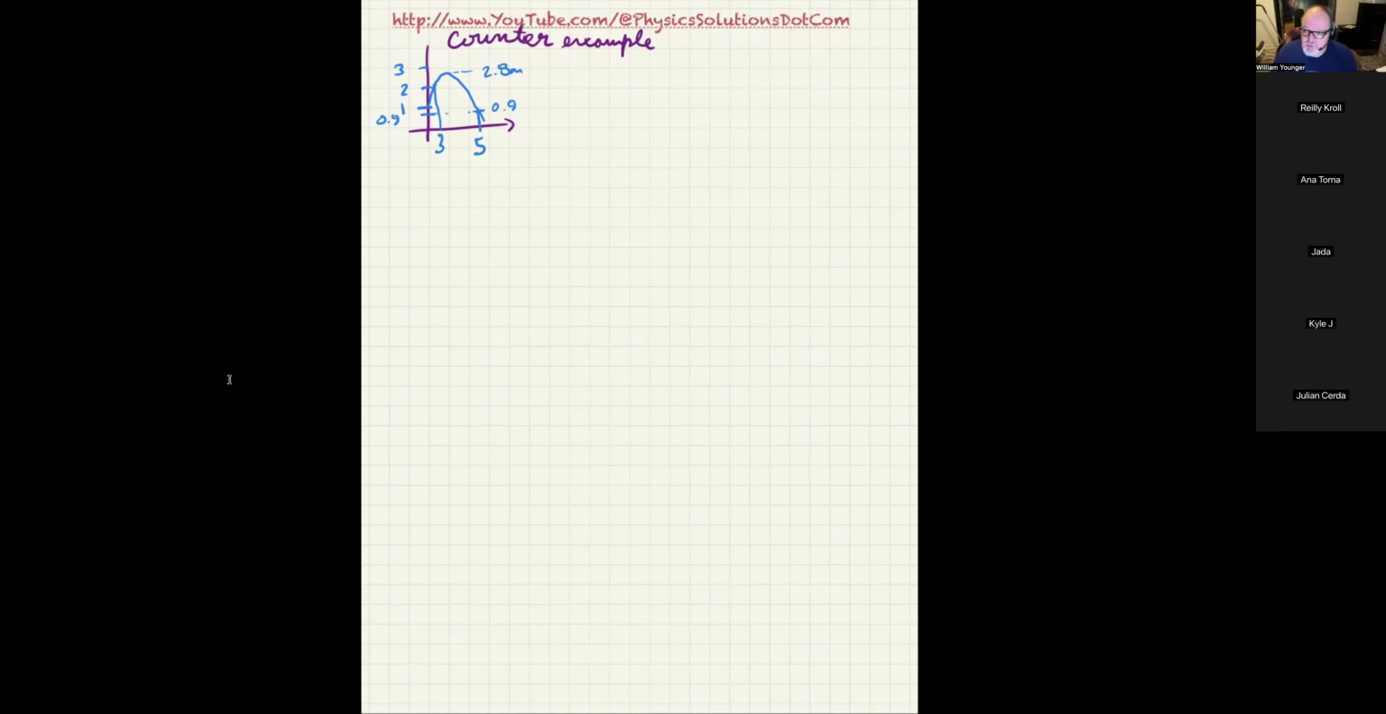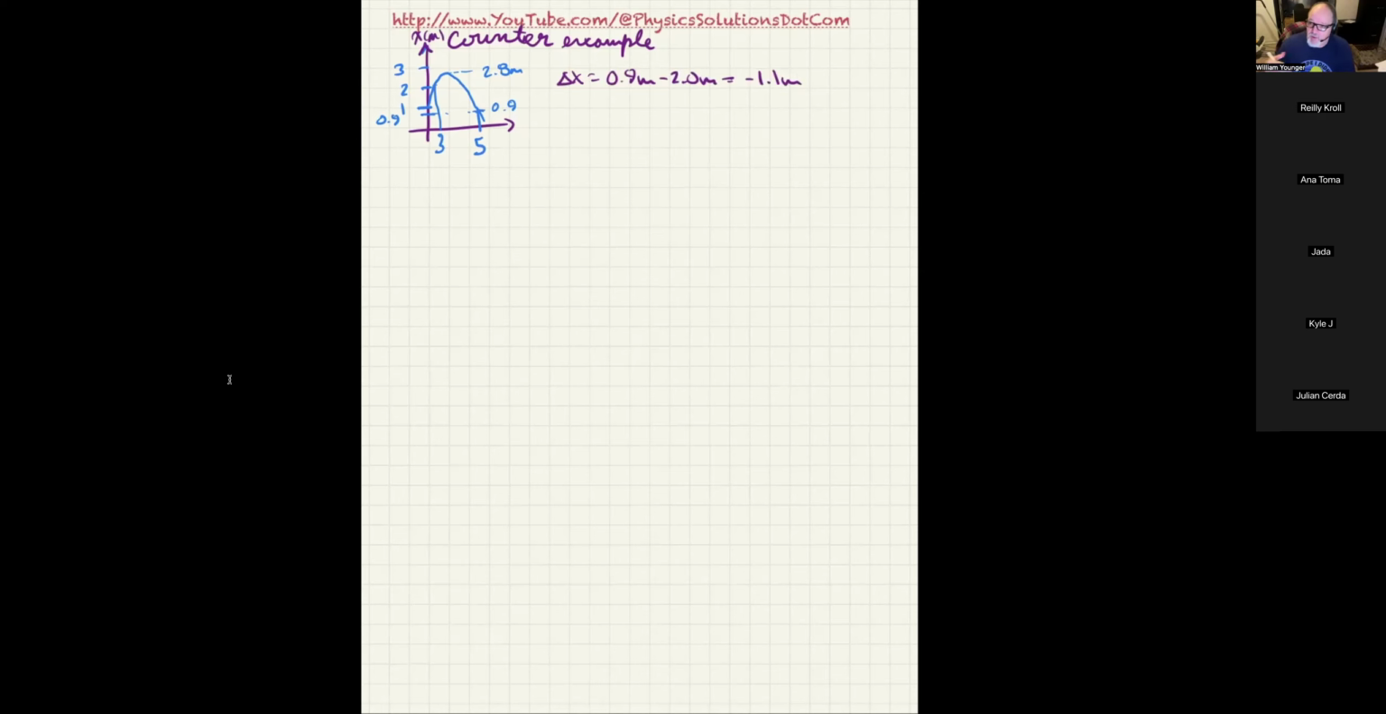So that would be the distance traveled, which is what you'd use for the average speed. But the delta x in this case is just going to be where you started, which was at x equals 2 meters, and where you ended was at x equals 0.9 meters. So delta x in this case would be 0.9 meters minus 2.0 meters, which is negative 1.1 meters. That would be your displacement there.